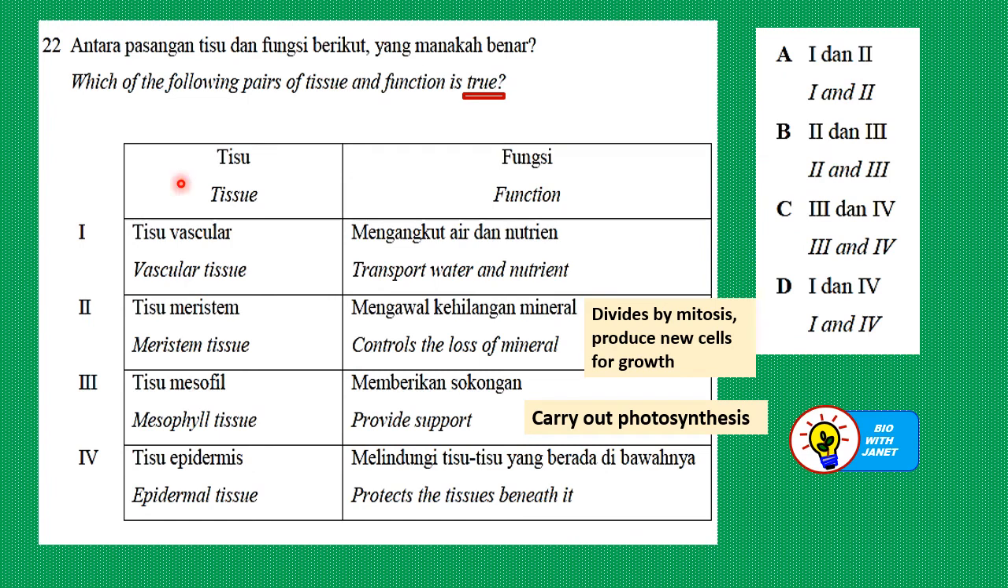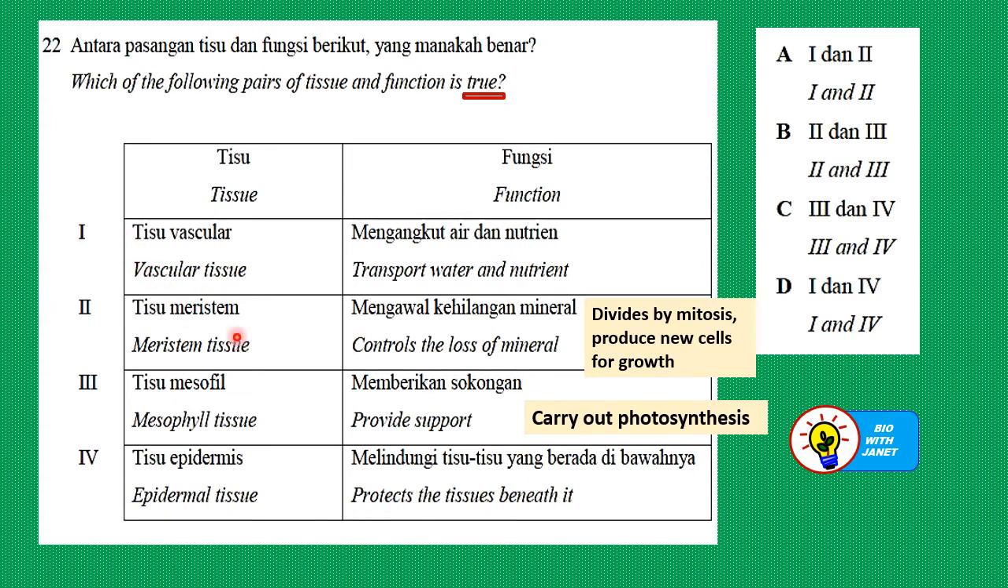Right, next question. Which of the following pairs of tissues and functions are correct? So let's have a look at this. Vascular tissue for transporting water and nutrients. That's correct. The vascular tissues in the plant are the xylem tissues and the phloem tissues. Xylem tissues transport water and phloem transports nutrients. So number 1 is correct.